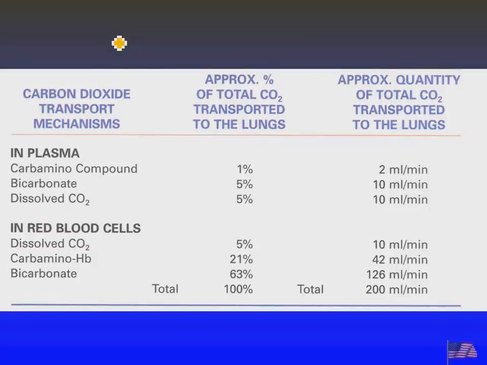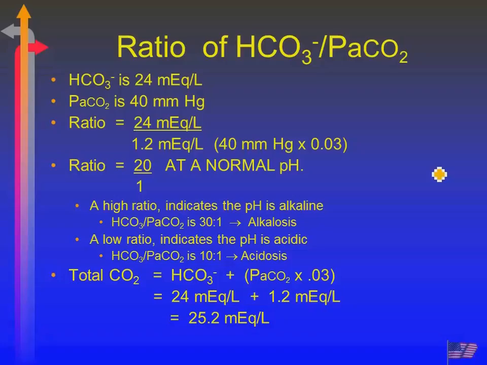And all he's done here is just taken these percentages of what is transported and yielded how much of that is in milliliters per minute of CO2, getting to my total of 200 per minute. Big whoop. Most of it's bicarbonate. Overall, 63% in the erythrocyte as bicarbonate. So that ratio between CO2 and bicarbonate must be kind of important, and it is.